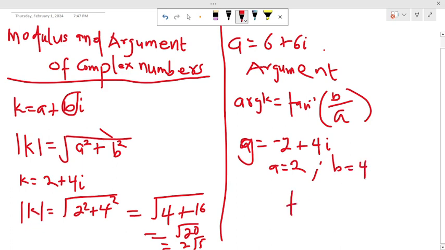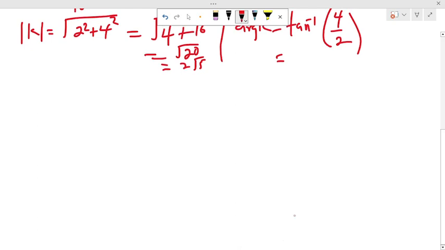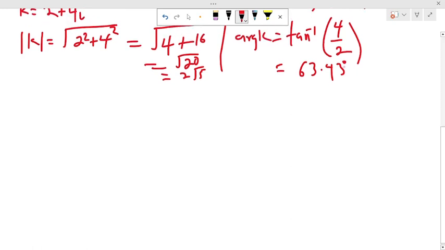Now we will find tan inverse of b over a, and that is going to give us the argument of k to be equal to 63.43 degrees. Now this is not our final answer.